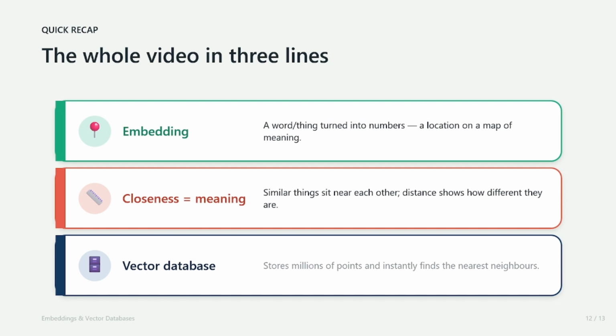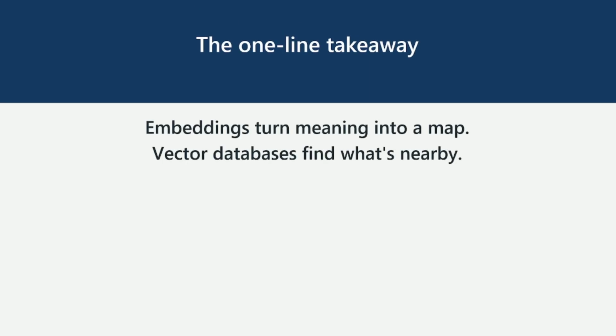So here's the one line to remember. Embedding turns meaning into a map and vector databases find what is nearby. Once that clicks, a huge amount of modern AI suddenly makes sense. Search, chatbots, recommendations, all of it.